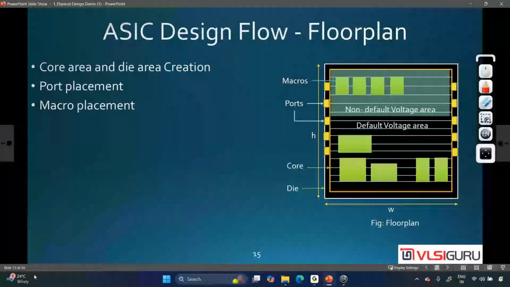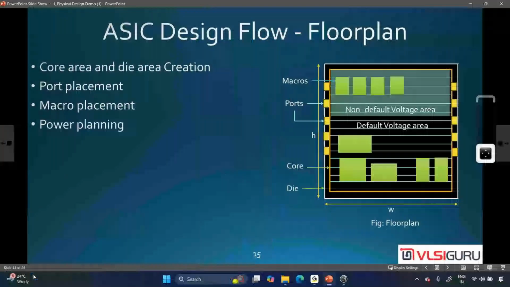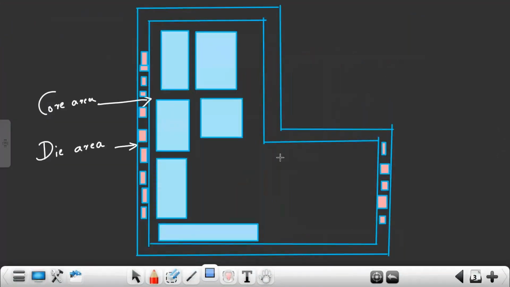Then after macro placement, next we have power planning. Power planning is a very important step because, if you see the layout I showed at the beginning, every cell requires VDD and VSS connections. All the millions of cells that I place inside my core area in the placement stage require VDD and VSS connections. Even macros require VDD and VSS connections. How to do better power planning so that I do not have any IR drop?